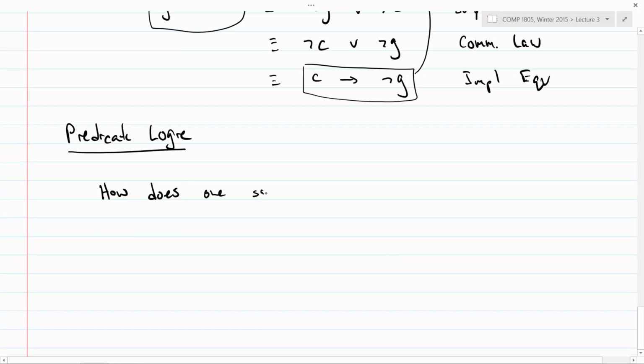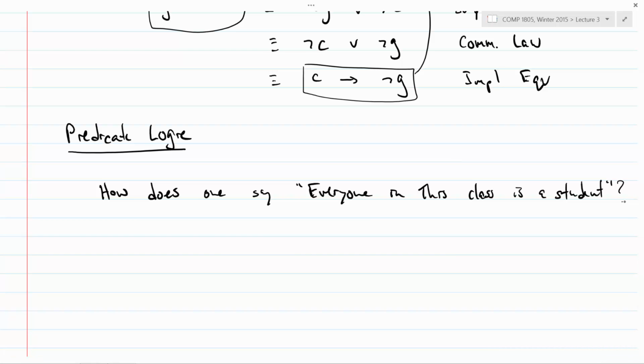How does one say, everyone in this class is a student? How do you say that in propositional logic? So, I mean, you could say just that. Everyone in this class is a student is a proposition, and because it's a declarative sentence, it's either true or false.